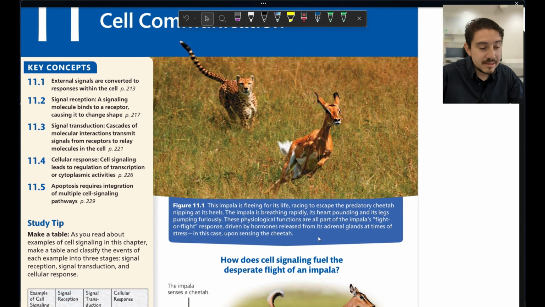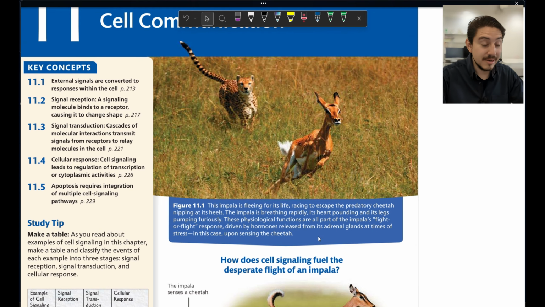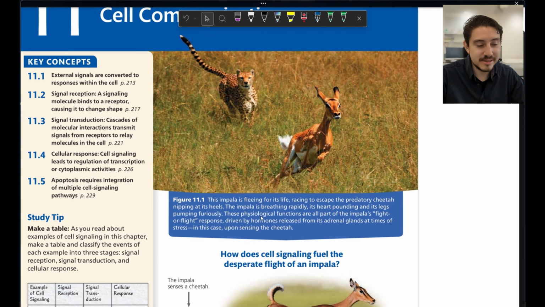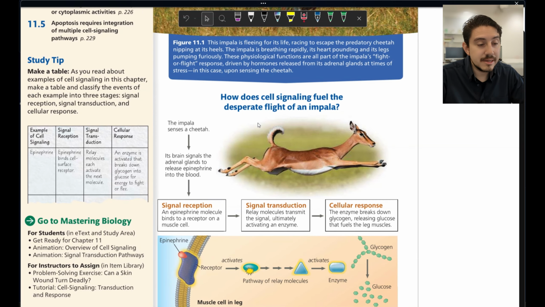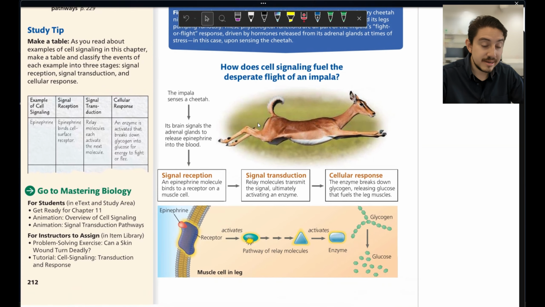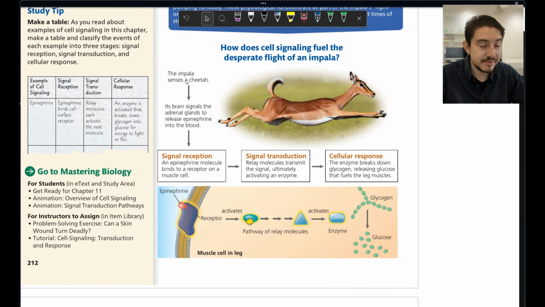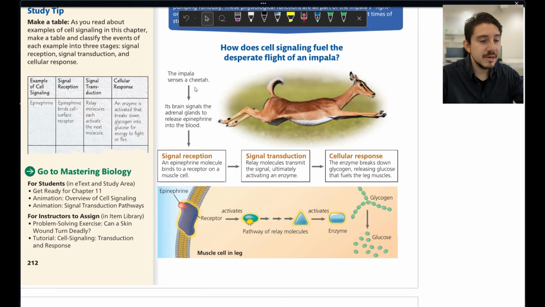What is the stress here? Sensing the cheetah and, of course, trying to avoid being captured by the cheetah to be eaten, right? More specifically, how does cell signaling fuel the desperate flight of an impala? It all starts with the senses. The impala picks up this perception, these brain signals from sensory receptors, sending this message to the brain. The brain will then signal a message to the adrenal glands to release epinephrine into the blood.